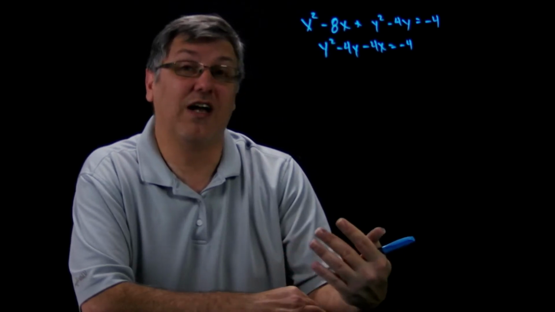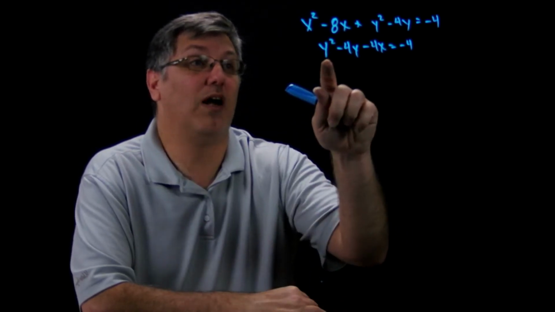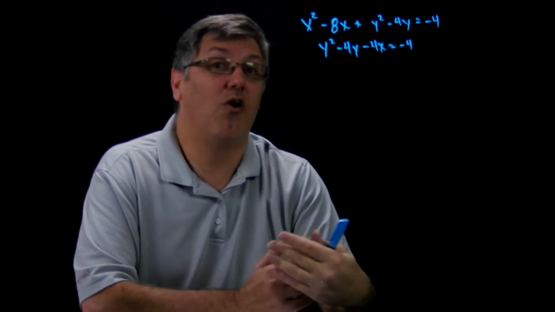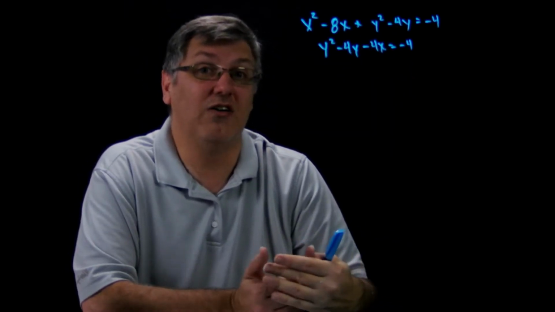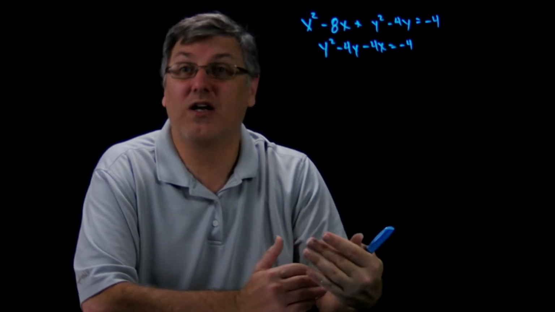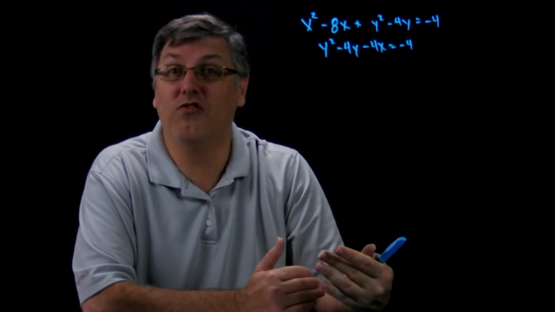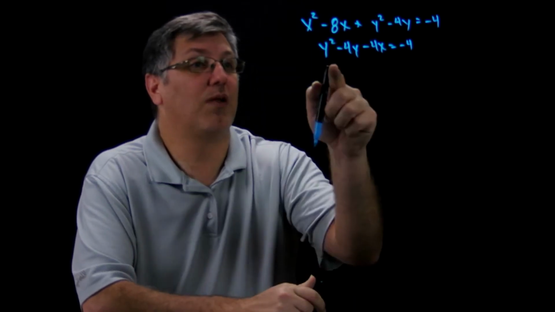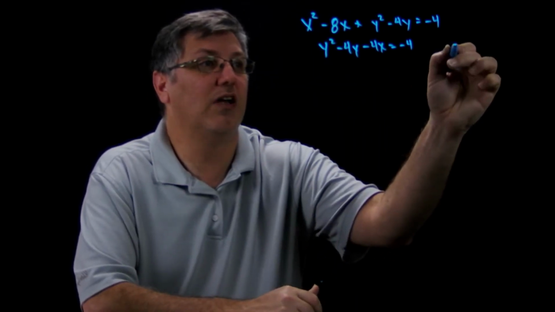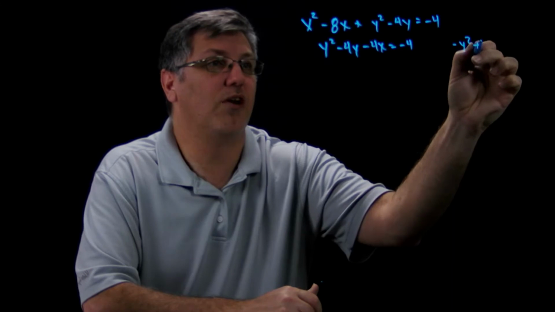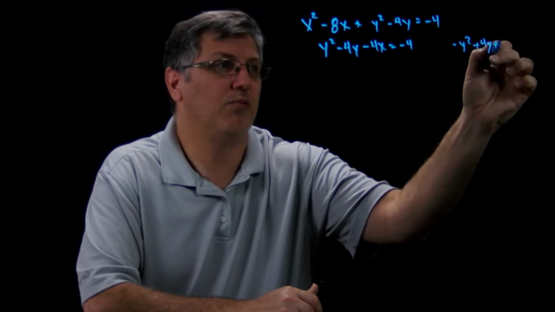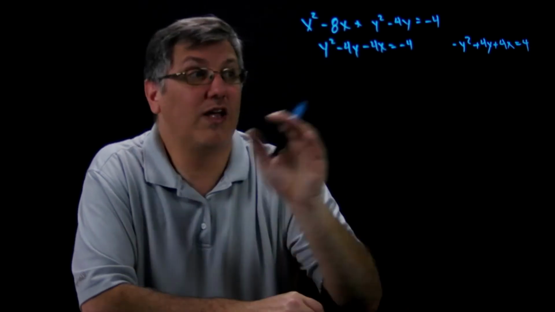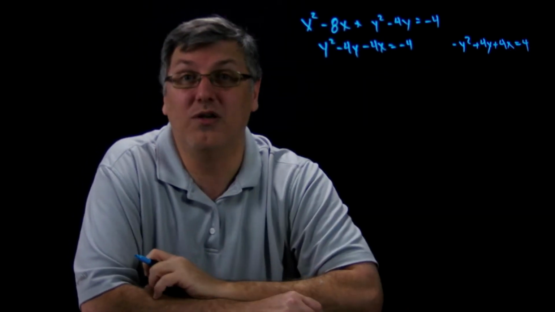And in this case, I can actually do elimination because I have a y squared and a y squared, a negative 4y and a negative 4y. Well, all I need to do is actually change the signs of one of the equations. So I can do this by multiplying one of the equations by negative 1, and it would change the signs of all the terms. So if I multiply the second equation by negative 1, I would get negative y squared plus 4y plus 4x equals 4. Okay, so that's the equation I'm actually going to use to do elimination with.